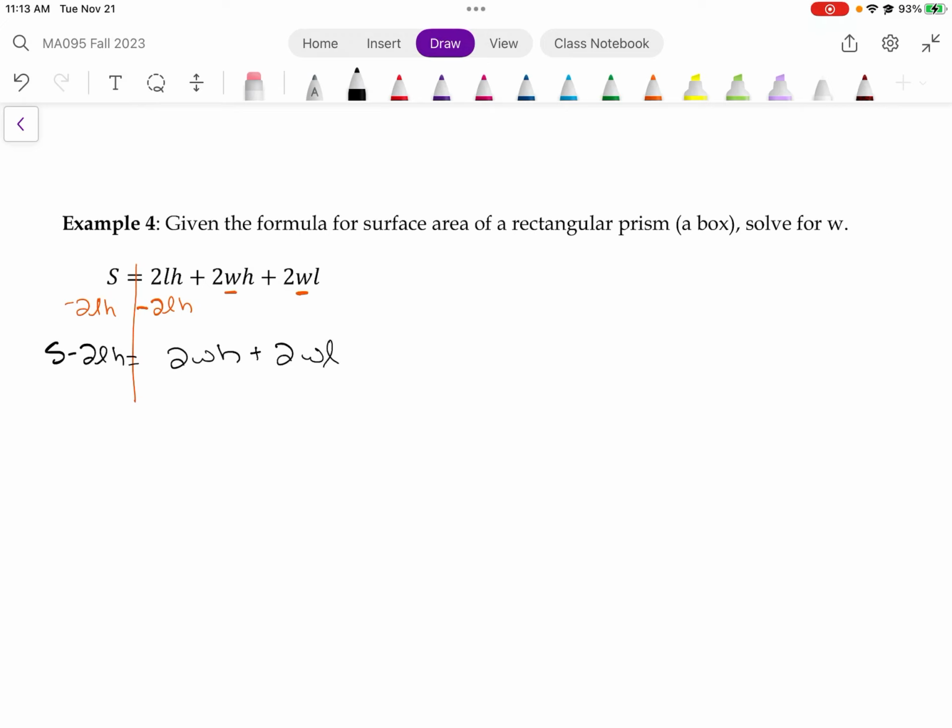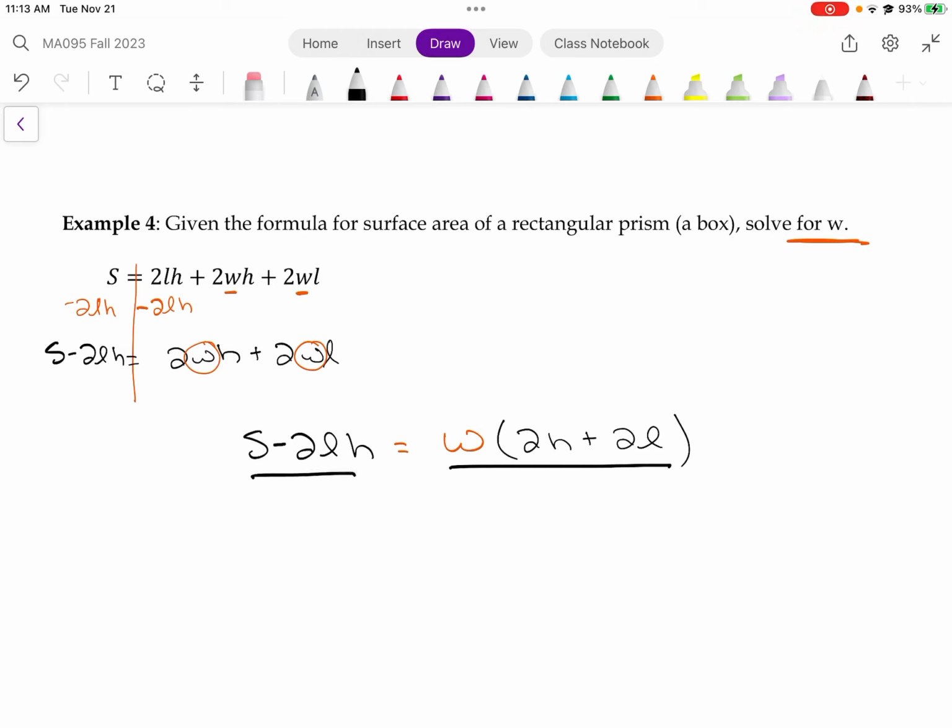All right, so now I'm going to shift this over just a little bit. I've got S minus 2LH. I would like to factor out the W because that's what I'm solving for. I had to look over and double check. That's what I'm solving for. So I'm going to have W times 2H. What's left when I divide a W out of each of those? Plus 2L.